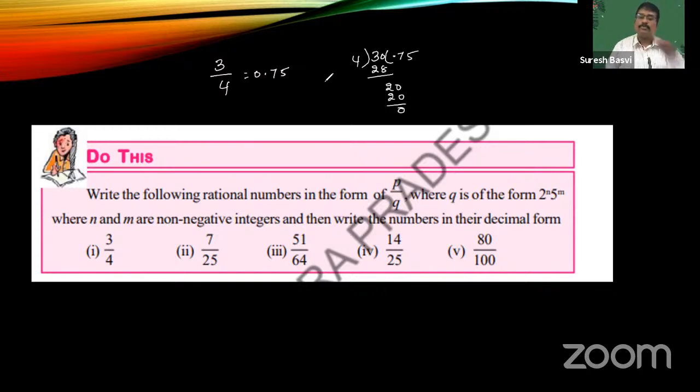Like this, you can go through all the things. See this, 4 can be written as 2 square. So it is in the form of 2 power n. Then 3 by 4 can be called as x. X is going to be terminated. Okay, am I right?